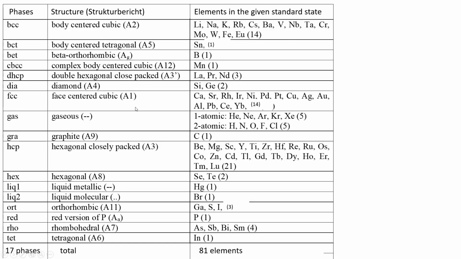The same information is given here. I list in the first column those 17 phases, and in the last column I am giving those elements which belong to those 17 phases. And by the way, I also mention here the structure in the German-based abbreviation, which even in English speaking literature is called Strukturbericht, which is a German word.